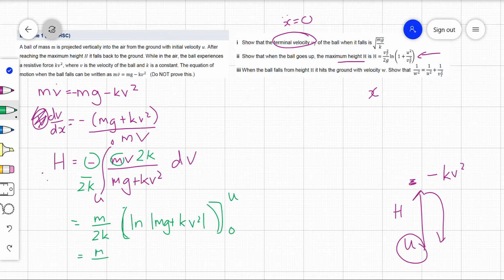So I'm going to get m on 2k. When I sub that in, I'm going to get mg plus ku squared, and when I put the 0 in, I'm going to get the m log of mg, and that's going to be at the bottom if I use log laws because it's a minus. So I'm going to get log of mg plus ku squared on mg.